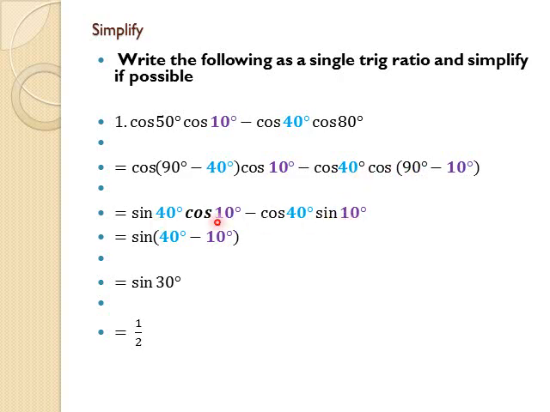So now I have sin 40, cos 40, cos 10, sin 10. So I have sin cos minus cos sin. Using the sine compound angle, that will become 40 minus the 10. Sin 30, which equals half.